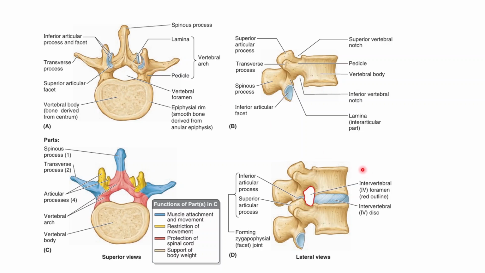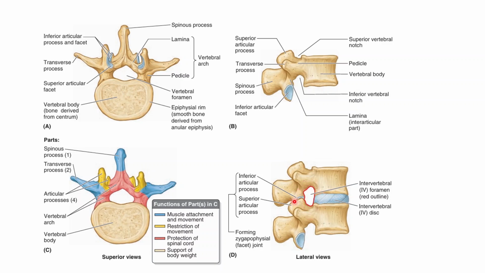Now, one more thing that I want to mention is that we have something known as the vertebral notches. Vertebral notches are of two types: superior vertebral notch and inferior vertebral notch. They might not amount to much when you take a single vertebra. However, if you put them on each other, this is the inferior vertebral notch of the superior vertebra, and this is the superior vertebral notch of the inferior vertebra, they form the intervertebral foramen, which here is the red outline.